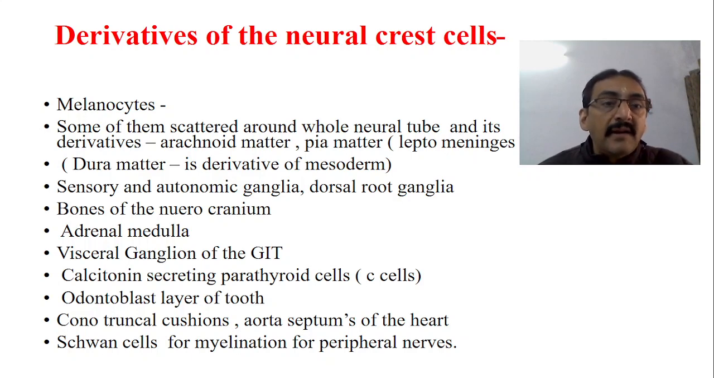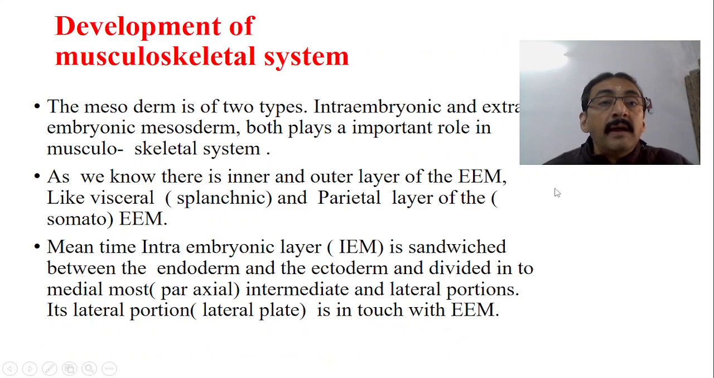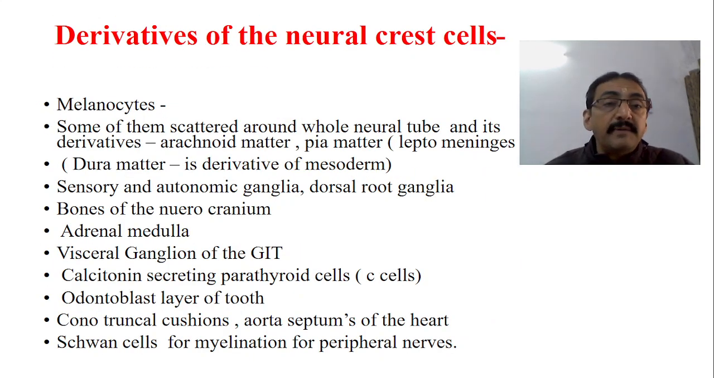Basically, it is a sympathetic ganglion. The visceral ganglia of the GIT, then calcitonin-secreting parathyroid cells, odontoblast layer of the tooth, conotruncal cushions, aorticopulmonary septum of the heart, Schwann cells for myelination of the peripheral nerves, and these are all the developments which take place in the nervous system.